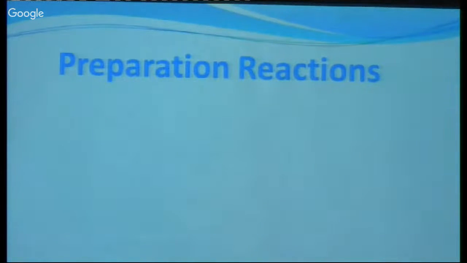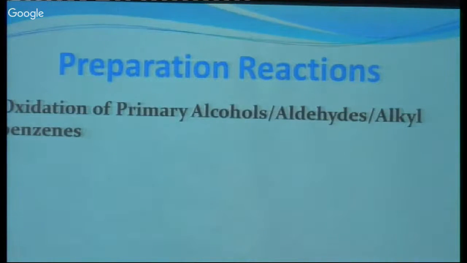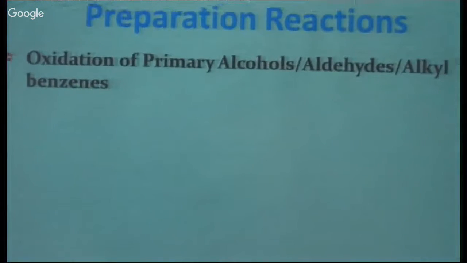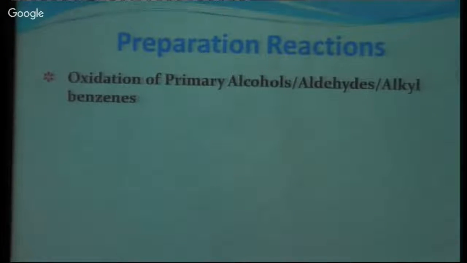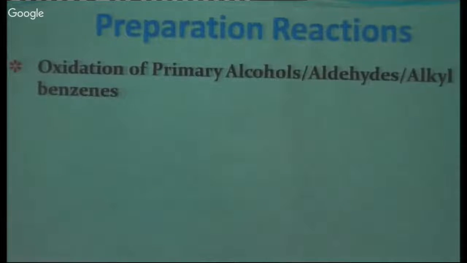The first method of preparation is from the oxidation of primary alcohols, aldehydes, and alkyl benzenes. If you recollect, in the last class when we were doing aldehydes and ketones, I told you when you do oxidation of primary alcohols with strong oxidizing agents, they are directly converted to carboxylic acids having the same number of carbons. So we will take one example just to revise and see how primary alcohols are being oxidized. Another reaction of oxidation of aldehydes also we have done in the last class.